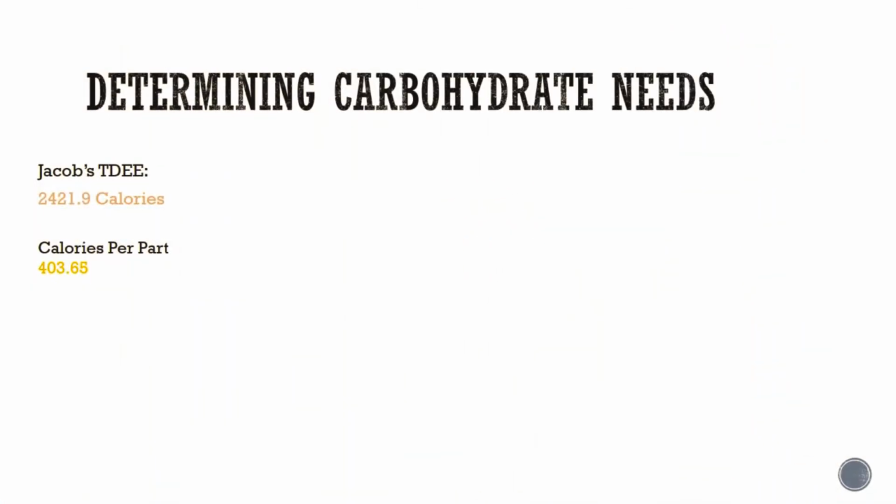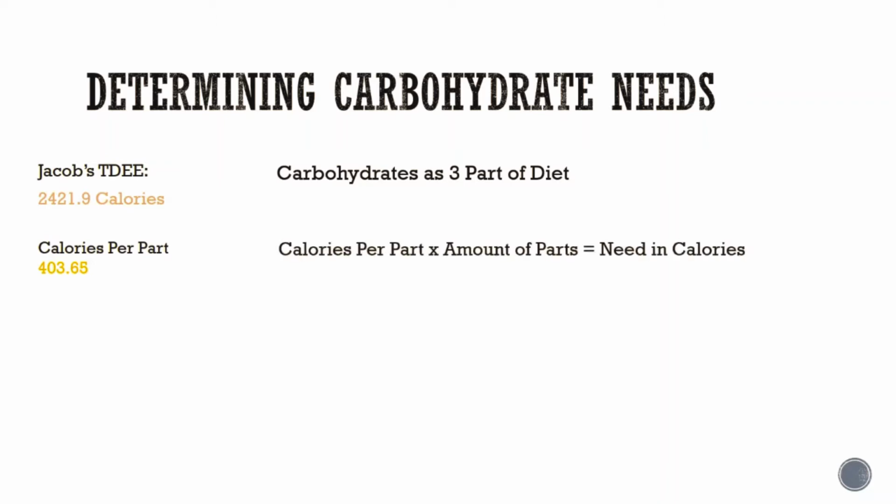Now that we know what carbs can do, let's determine our needs. If I was planning to maintain weight, it would be 3 parts of my diet. Just like with fat and protein, if I multiply my calories per part by the amount of parts chosen, which is 3, I will get the amount of carbs I need in calories. This is how many I need.